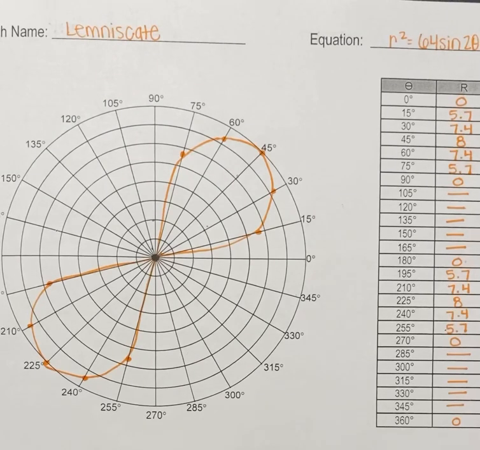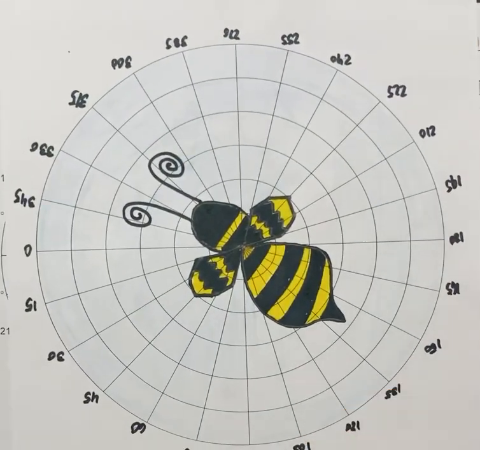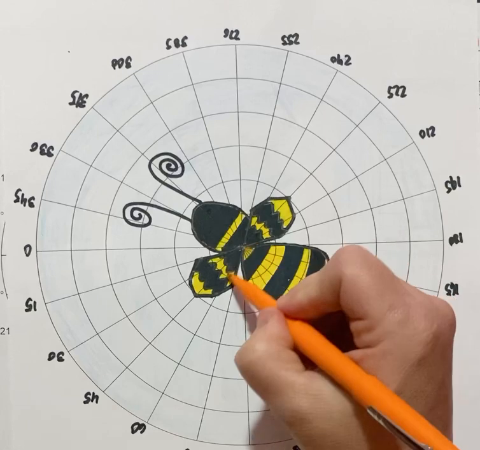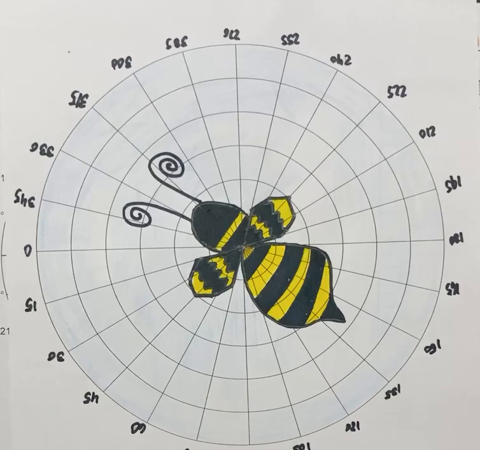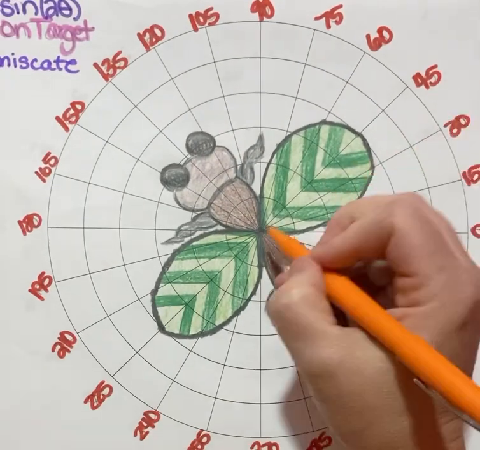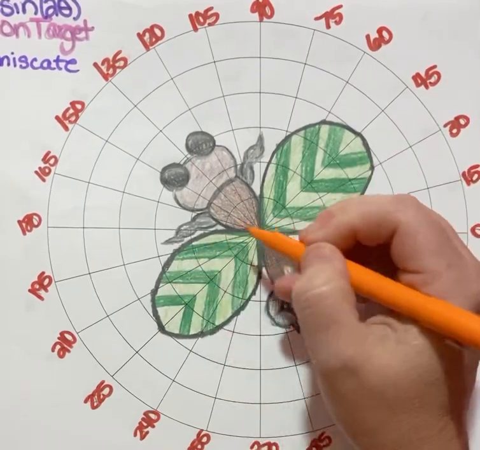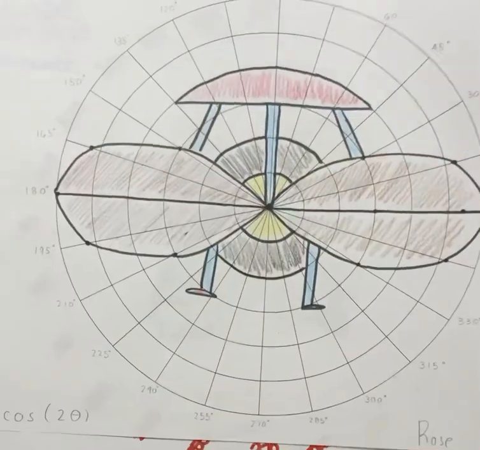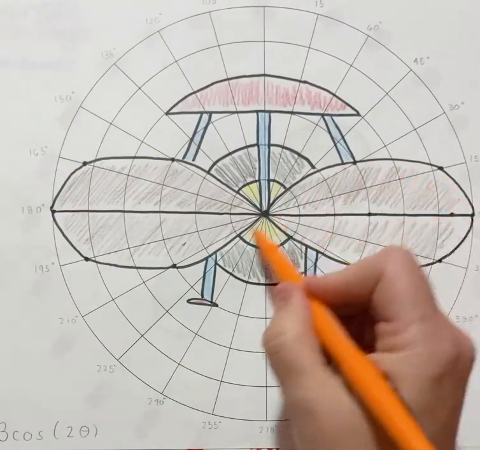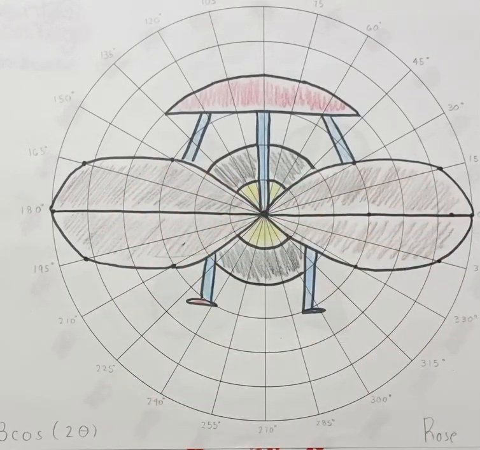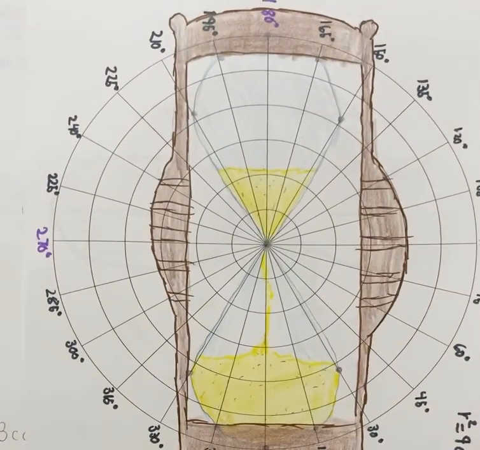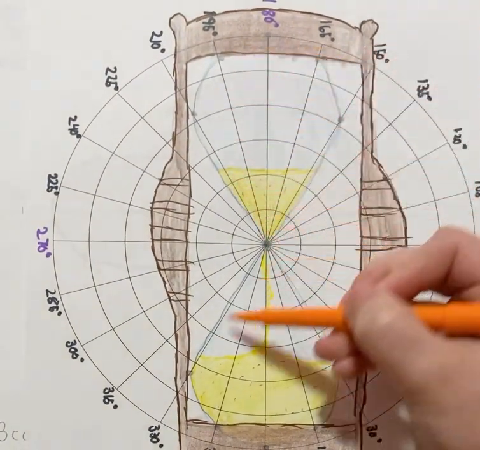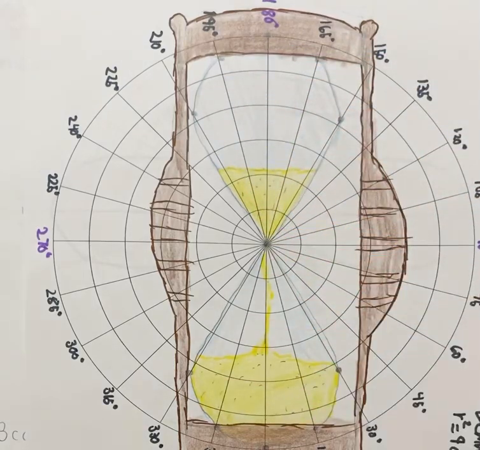Now, let's look at some examples, creative examples of some lemniscates. So here's an example of a lemniscate. If you look at this, it's the wings of this bee that make the lemniscate in this problem. Same thing right here on this bug. It's the wings that are the lemniscate. Other parts are details. The propeller on this plane is the lemniscate in this particular drawing right here. This right here is an hourglass. So the part on the inside, the hourglass, is the lemniscate on this problem.